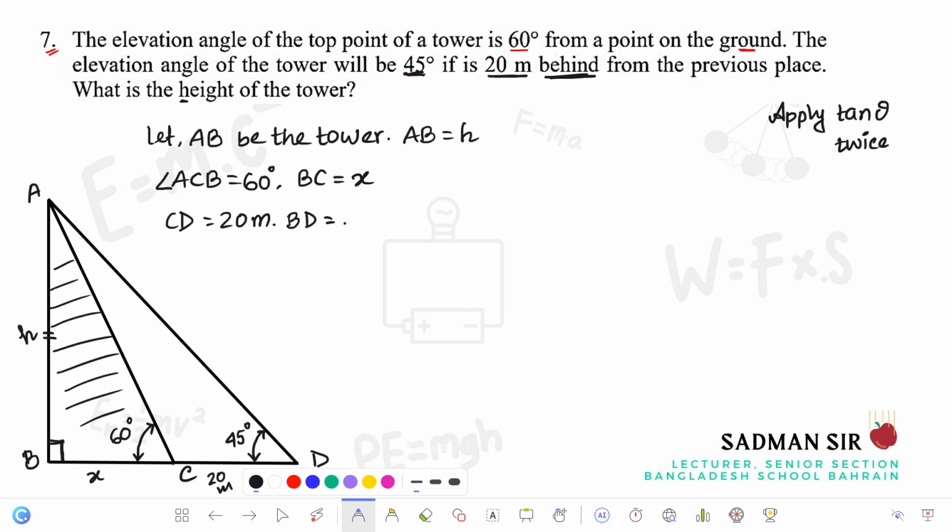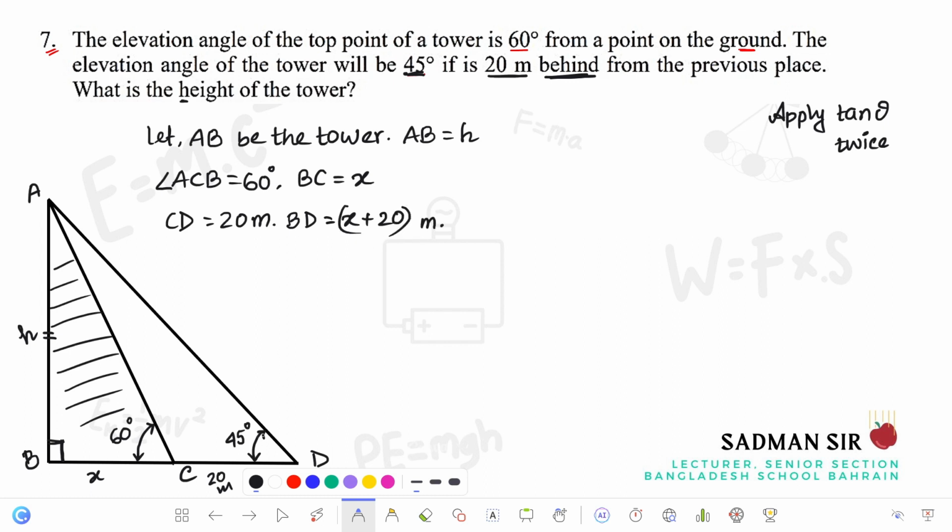From B to D, it will be from B up to D. It is X plus 20. The length of this part BC is X, the length of this part is 20. So if I add both of them, then it forms BD. That is why BD is equal to X plus 20 meter.